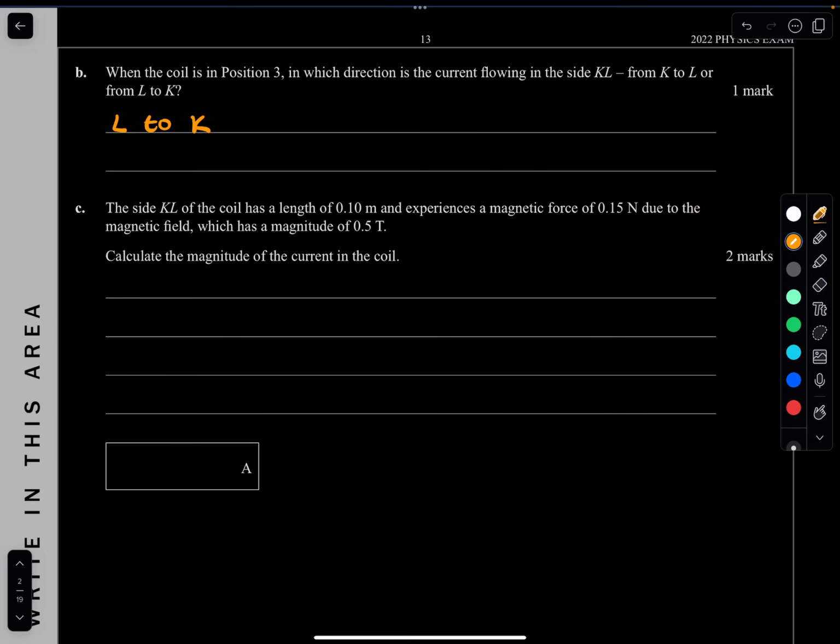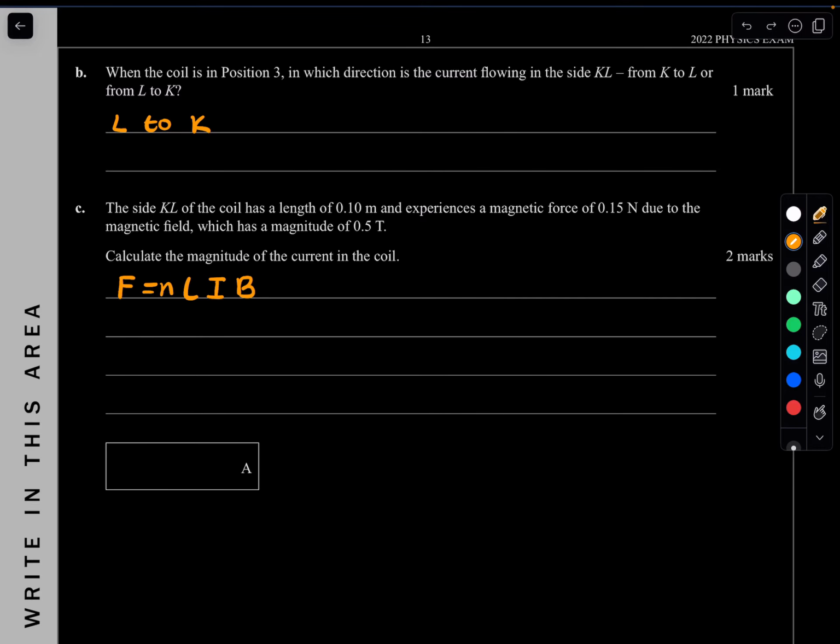C. The side KL of the coil has a length of this and experiences a magnetic force of this due to the magnetic field, which has a magnitude of this. Calculate the magnitude of the current in the coil. Beautiful, easy question. So we know that force is equal to your number of turns, times your length, times your current, times your magnetic field strength. So we know that it's a single loop, so that's 1.